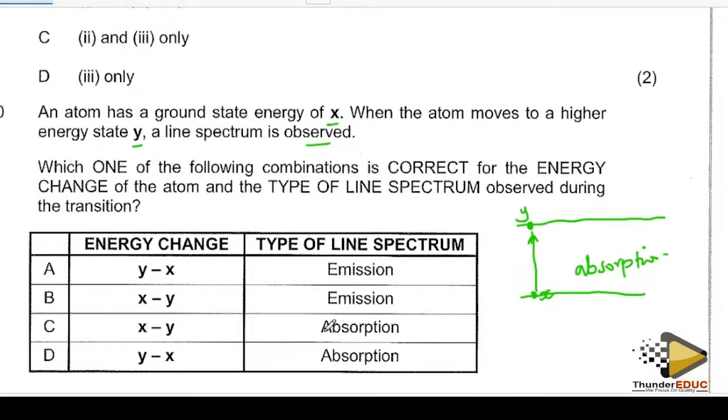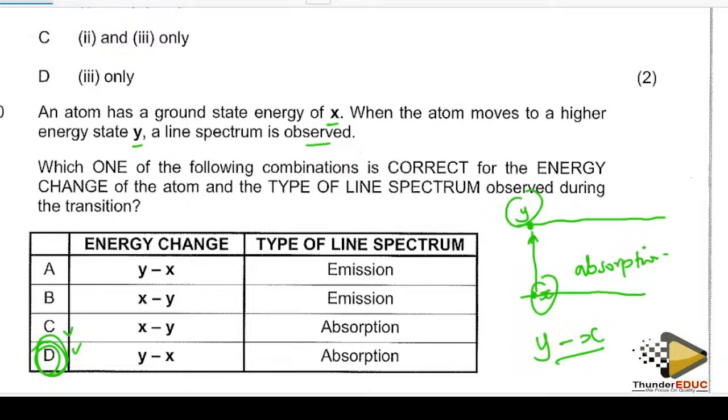Okay, so our options have to be C and D. Since there is absorption, moving from a low energy level to a high energy level, then the change in the energy, since this energy is higher than this one, is always highest minus lowest. So Y minus X, and that's the absorption. So I'll go with option D.